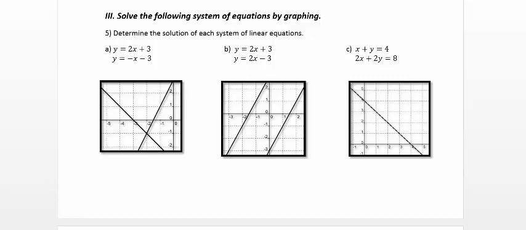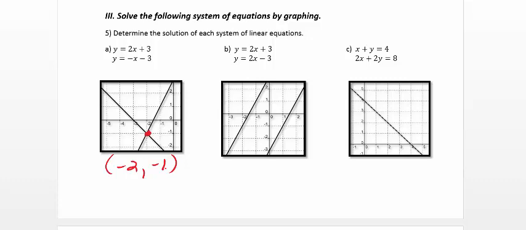And we can see right here in the graph that they cross at the point negative 2, negative 1. Therefore, negative 2, negative 1 is the solution to the system. Not only is it the point where they cross, but if you were to substitute in negative 2 for x and negative 1 for y in both equations, you would have true statements.